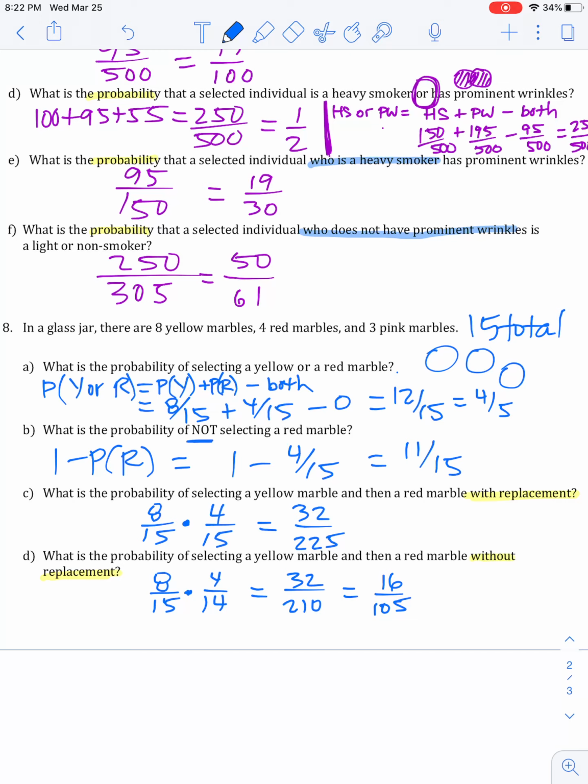Okay, now D is what I had originally done on C by mistake. So part D is now without replacement, or once that yellow marble's picked, it is gone. So there's only 14 left to choose from, and then you get 4 out of 14 for the red.